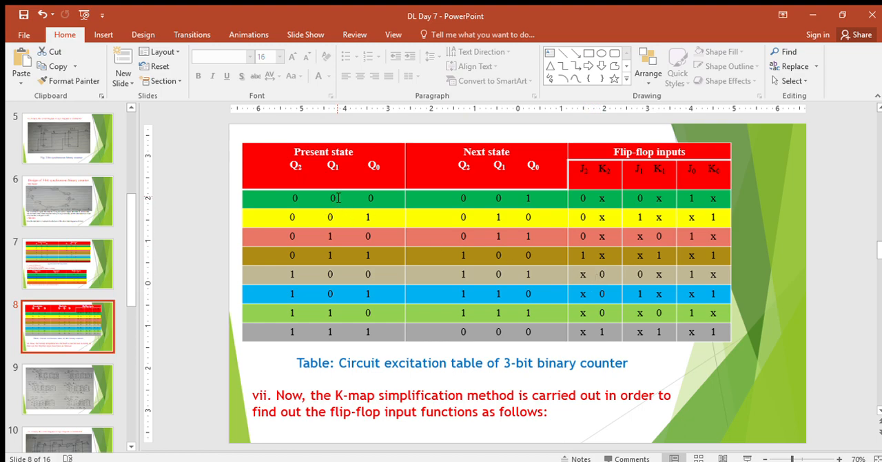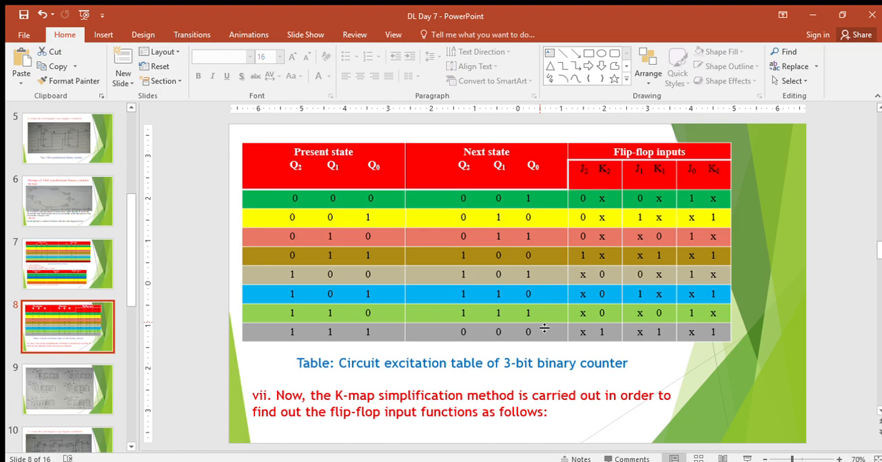Similarly, you can find out yourself: match the present state of Q1 with the next state of Q1 and write the flip-flop operation in J1 and K1. Similarly, go to the present state of Q0 and the next state of Q0, match those values, see the excitation table of the JK flip-flop, and write the flip-flop input values in J0 and K0. In this way you can consider it.